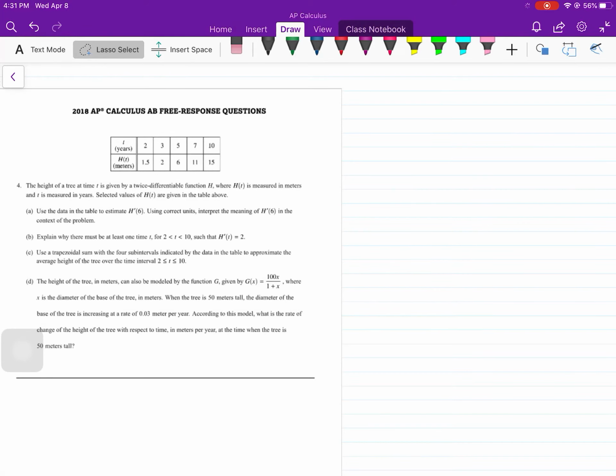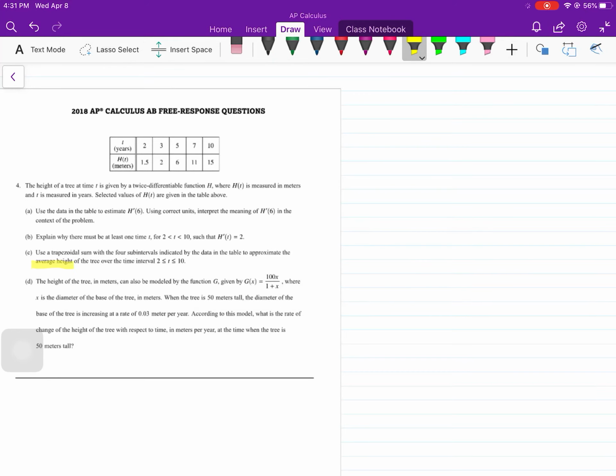So now we get to the fun part, part C. This is the part everybody should get correct. We're going to use the trapezoid sum with 4 subintervals indicated by the data in the table to approximate the average height of the tree over the time interval 2 to 10. Now realize this is saying the average height, so you do need to be careful here.